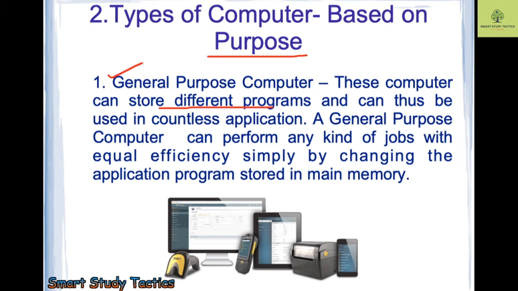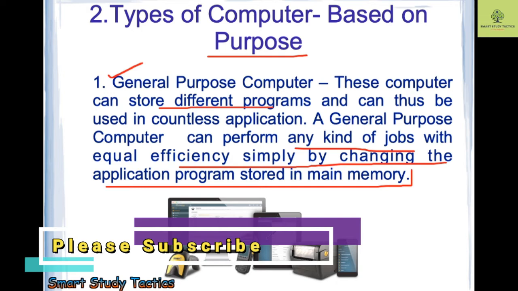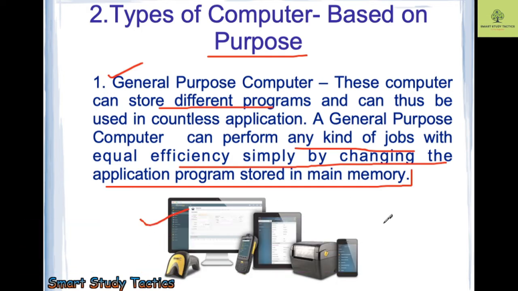The general purpose computer can perform any kind of job, but it depends on which type of software you install. Your father uses it for Tally, maybe you install MS Word and use it for documentation. So it depends on your application program, simply by changing the application program stored in the main memory. This is the main thing that you have to understand. The same computer can be used for different things, so it is the general purpose computer.